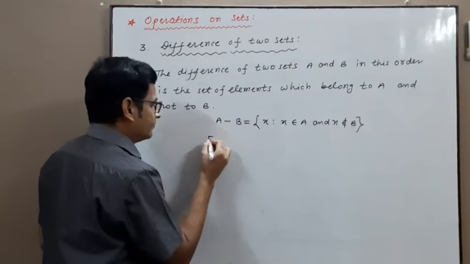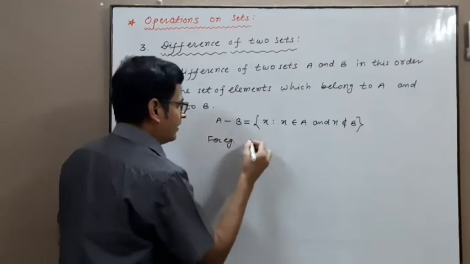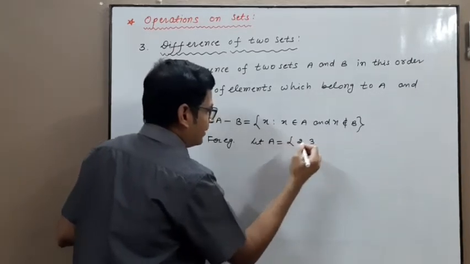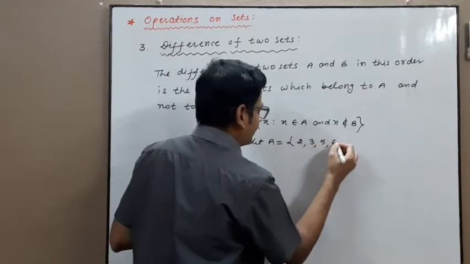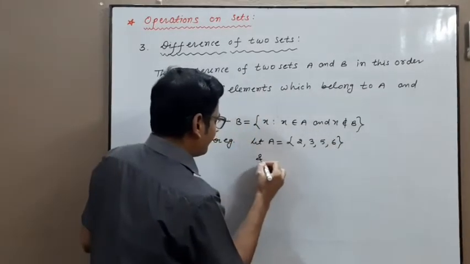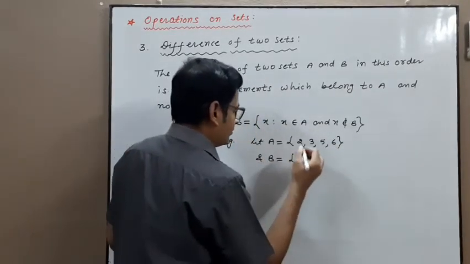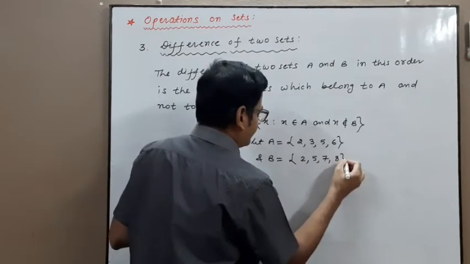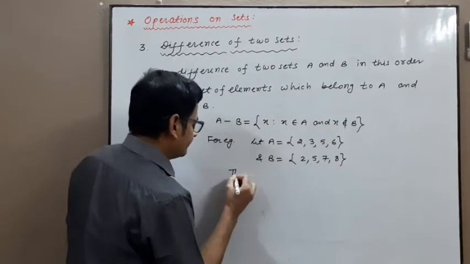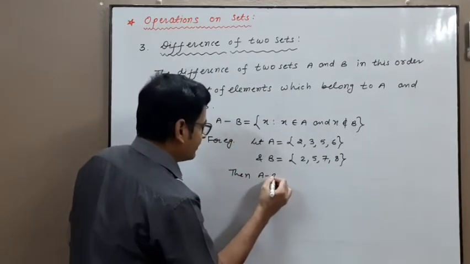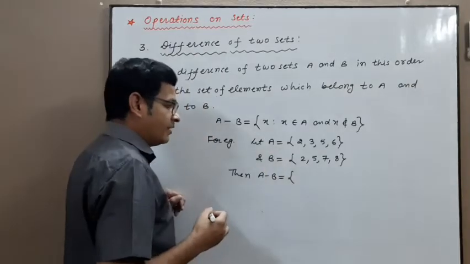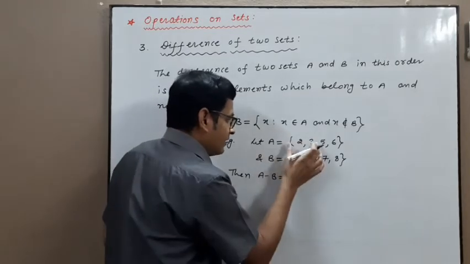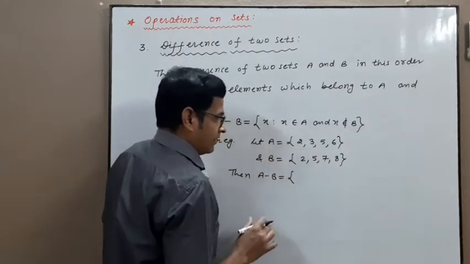For example, let A is equal to {2, 3, 5, 6} and B is equal to {2, 5, 7, 8}. Then A minus B is the set of all those elements which belong to A, not to B. So write all the elements of A which do not belong to B.